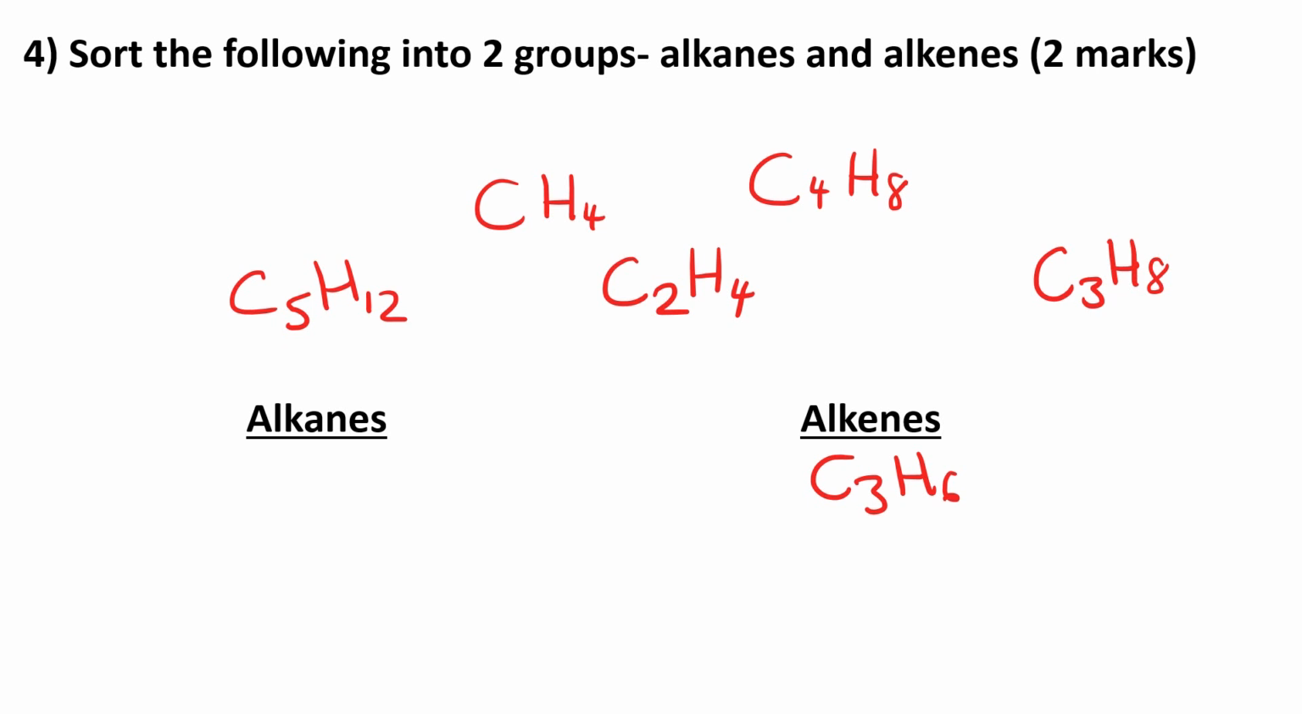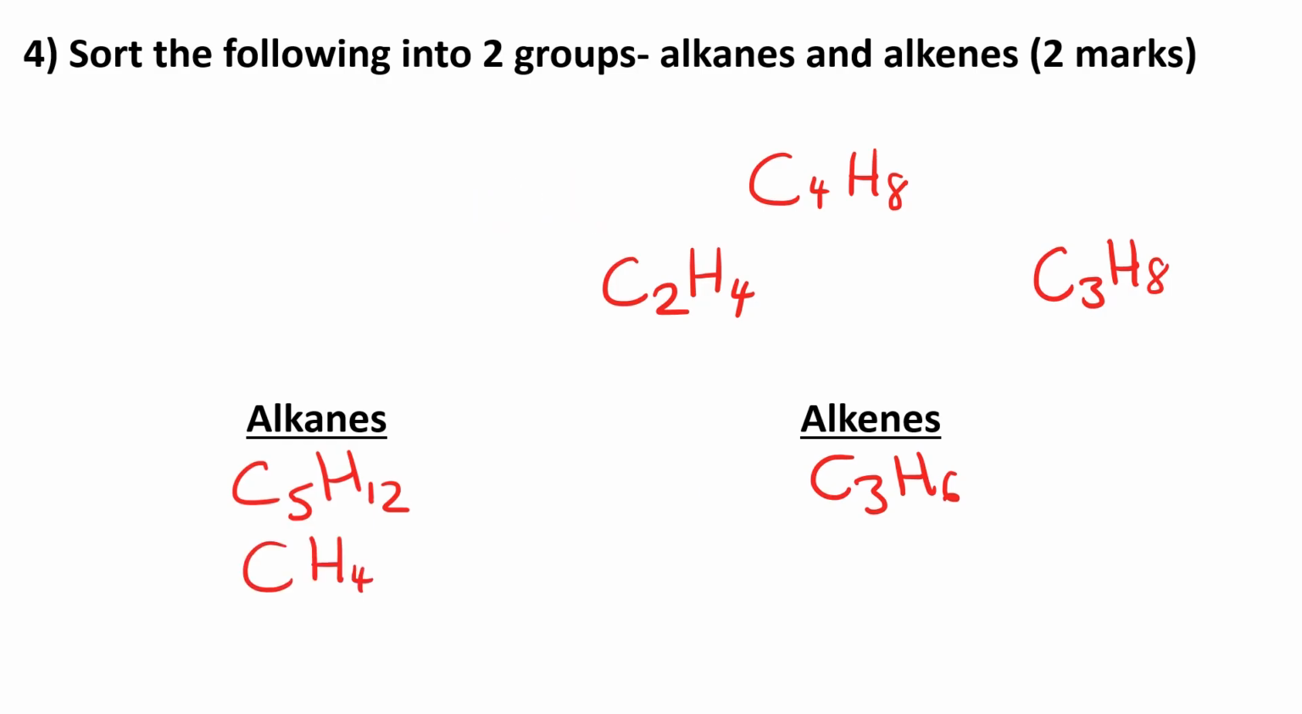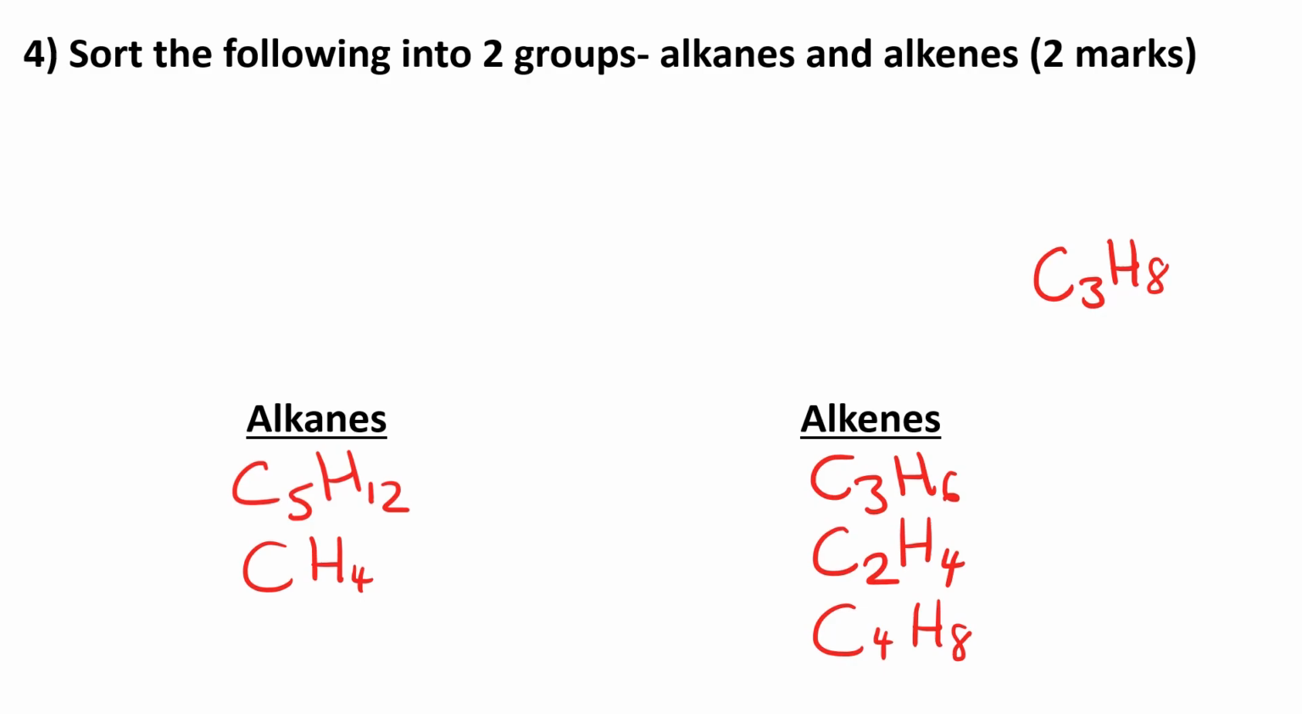C5H12 is an alkane, CH4 is also an alkane because if you double 1 carbon, that's 2, and add 2, you get to 4 hydrogens. C2H4 is an alkene, C4H8 is also an alkene, and C3H8 is an alkane.